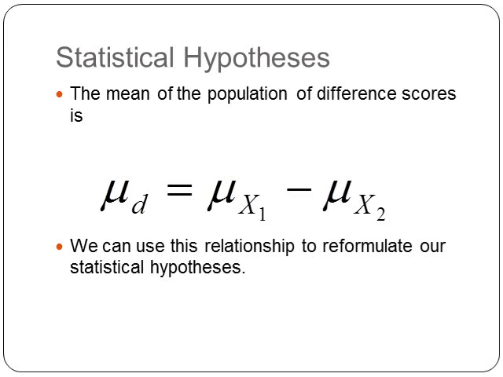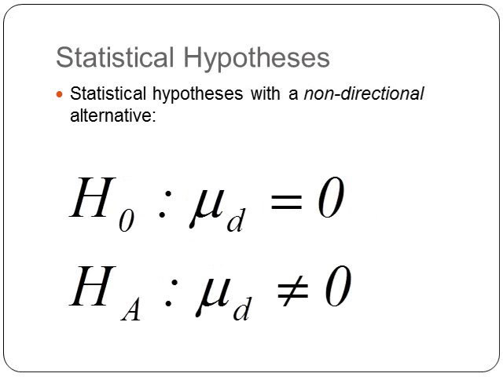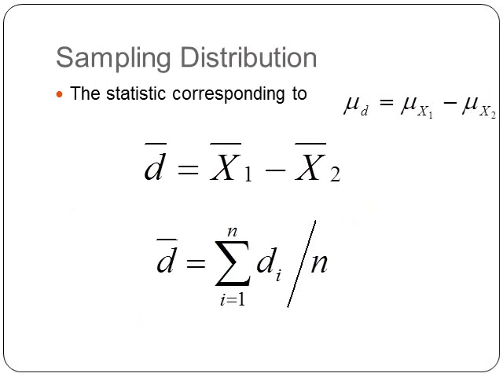So the mean of the population of difference scores is calculated by the mu of group 1 minus mu of group 2. And we can use this relationship in statistical hypothesis testing. So we can simply say, for the null, we expect the difference to be equal to 0. That is, the difference at time 1 and time 2, there's going to be no difference. Whereas the alternative says there will be a difference of some form. The corresponding statistic we will be using is the mean of the difference scores.